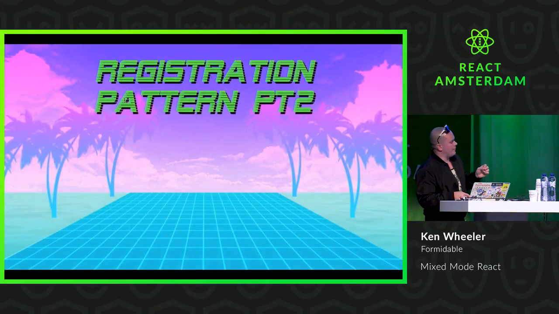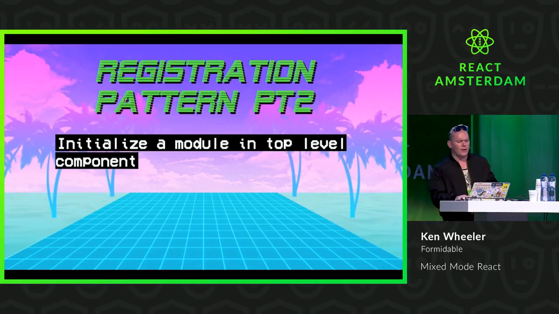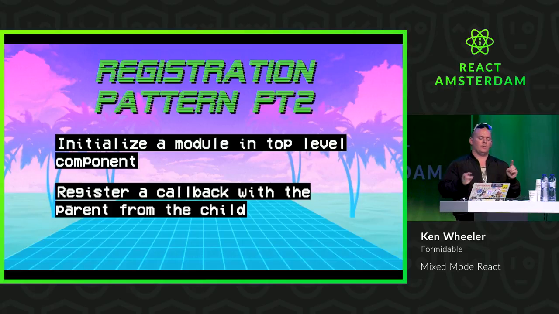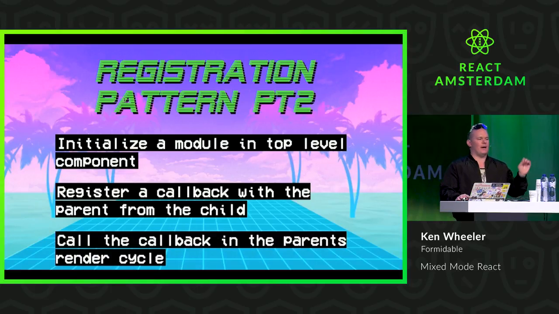So there's another pattern here where you do the same sort of thing. You initialize the module in the top level component. You register a callback with the parent from the child, so you can keep any logic for what that child represents in the child. You're passing the callback up to the parent, and then when the parent renders, it can call all the callbacks that have registered with it.